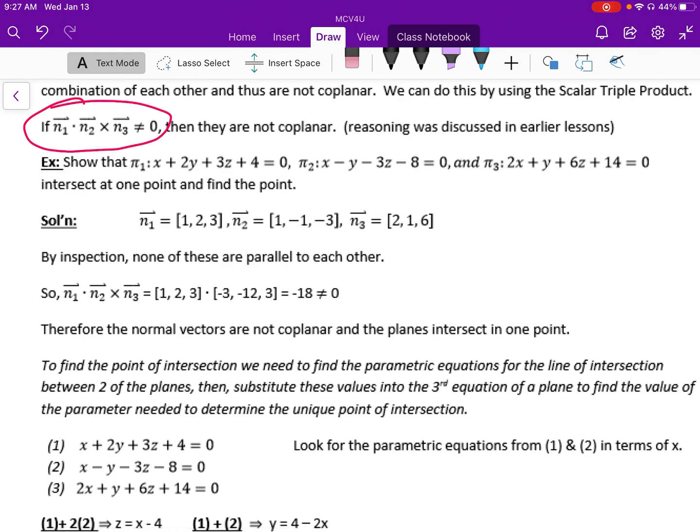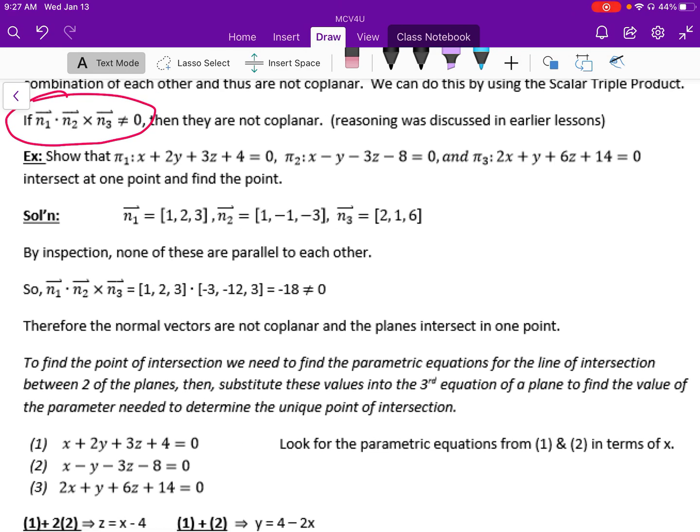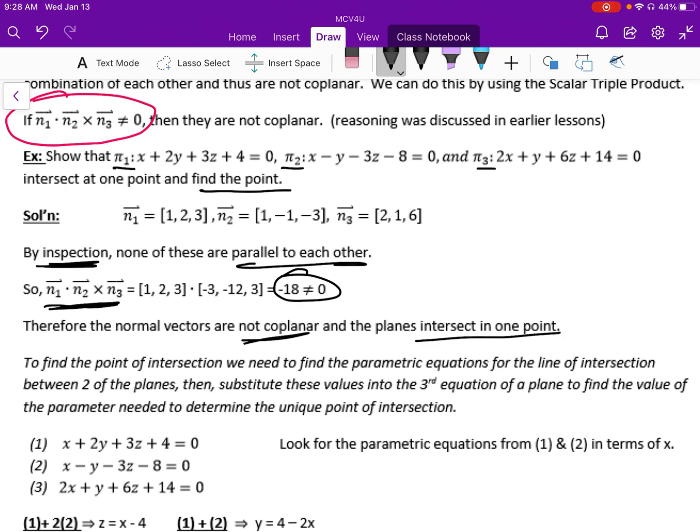Show that these intersect at one unique point, pi 1, pi 2, pi 3, and then find that point. So again, start off by inspection, right? By eyeballing these 3, none of these are parallel to each other, meaning we can't find a scalar multiple between n1, n2, and n3, right? So then you can do the scalar triple. Performing the scalar triple shows that you do not get a 0. That means they're not coplanar, so they have to intersect at one point.